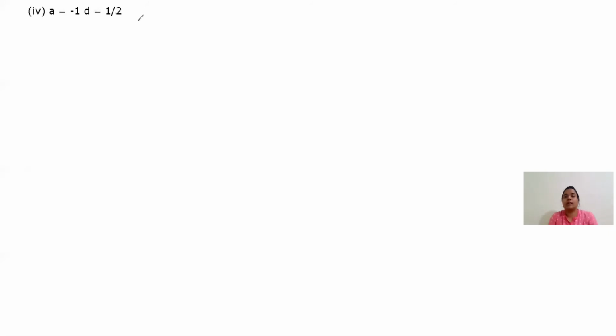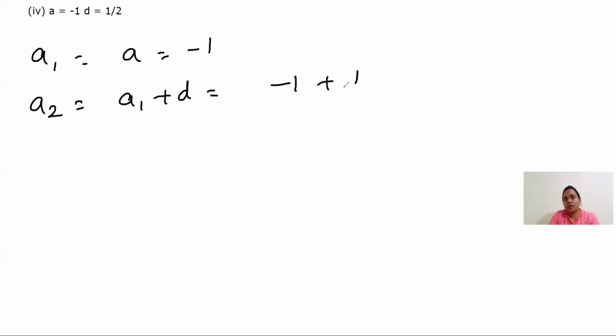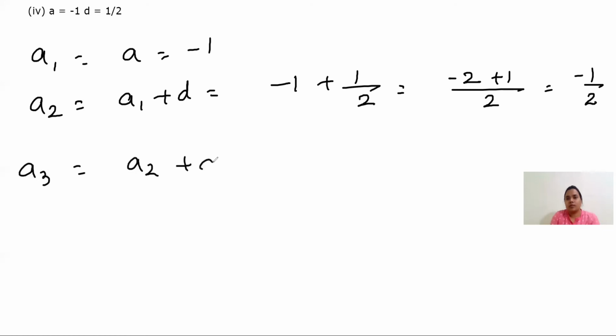A is minus 1, D is half, D is in fraction. D can be anything. So A1 is A, that is minus 1. A2 is A1 plus D, that is minus 1 plus 1 by 2, this is minus 2 plus 1 by 2, that is equal to minus 1 by 2. A3 is A2 plus D. A2 is minus 1 by 2 plus 1 by 2, that is equal to 0.